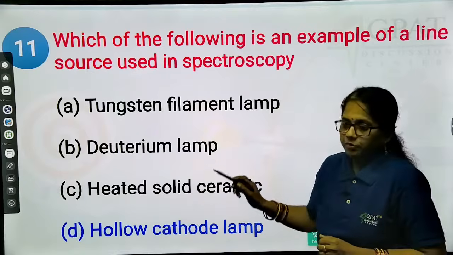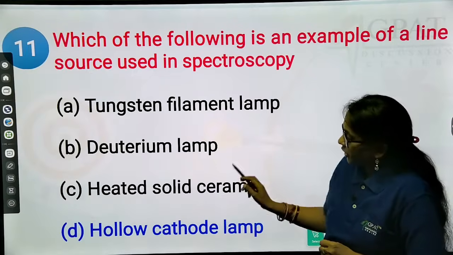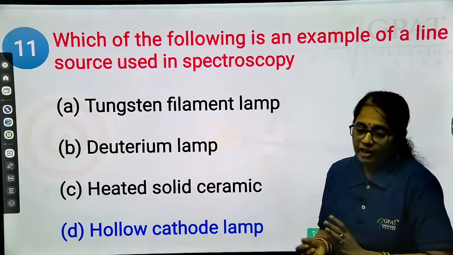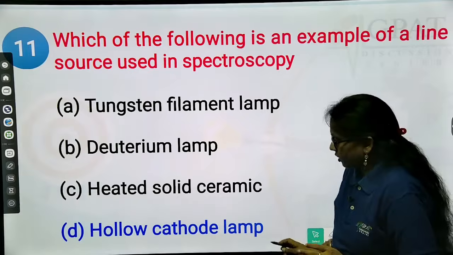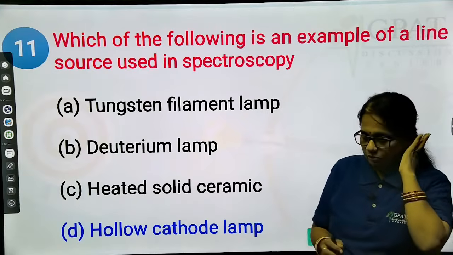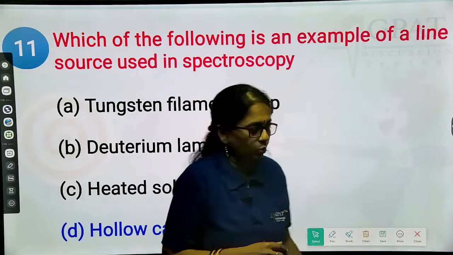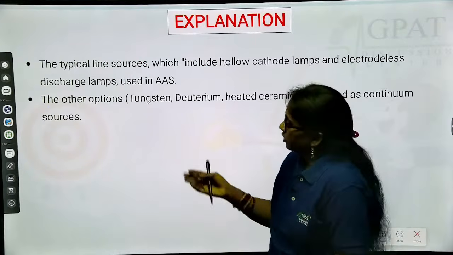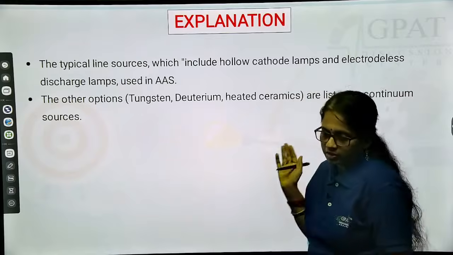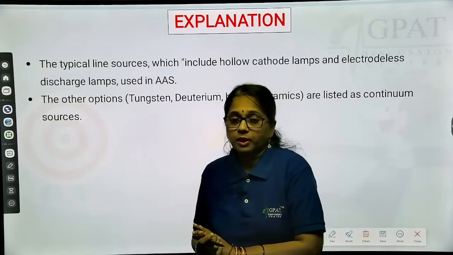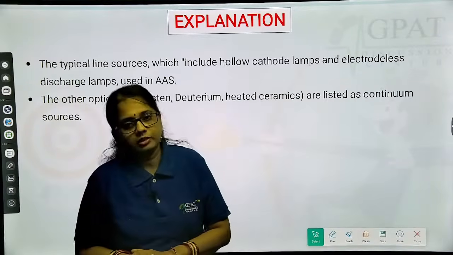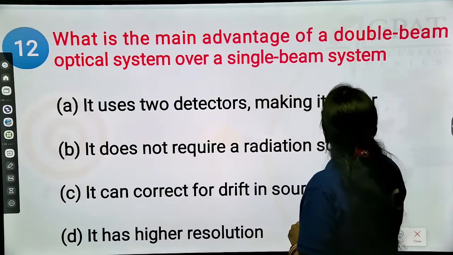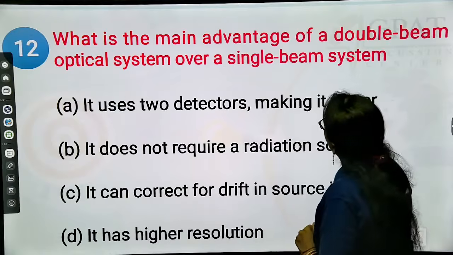Among these, tungsten, deuterium and heated solid ceramic, we don't observe the line source. Only in case of the hollow cathode lamp we are getting the discrete lines. So, that is why option D is going to be the right answer. The other options, tungsten, deuterium and ceramics, are examples of continuous sources of radiation. Next question, what is the main advantage of a double beam optical system over a single beam system?